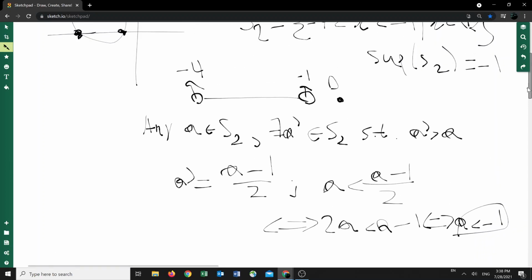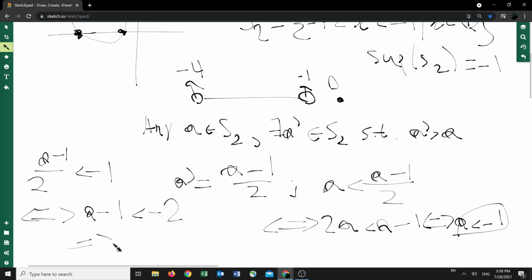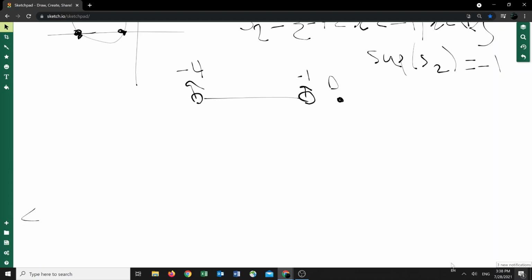Okay. Now let's show that (a minus 1) over 2 is less than -1. Using the same if and only if chain, you have a minus 1 is less than -2 if and only if a is less than -1. Another true statement. Okay, so that proves that the sup of S2 is -1. Now let's show that the inf of S2 is -4.